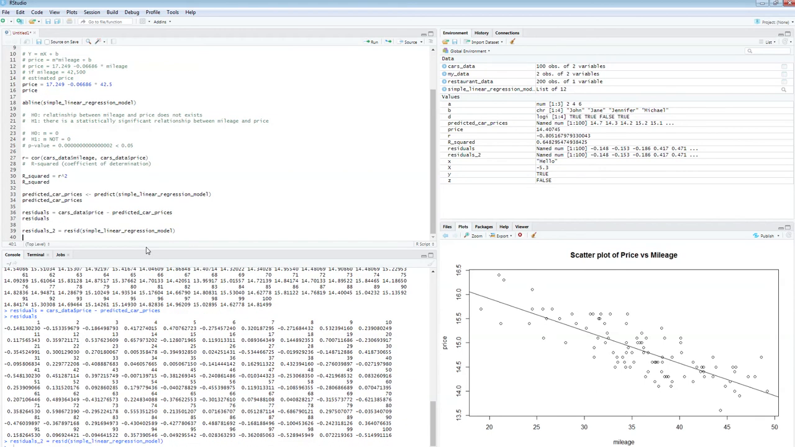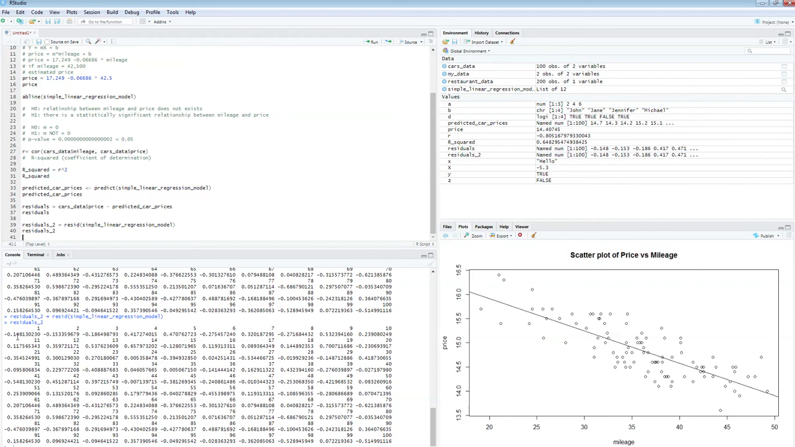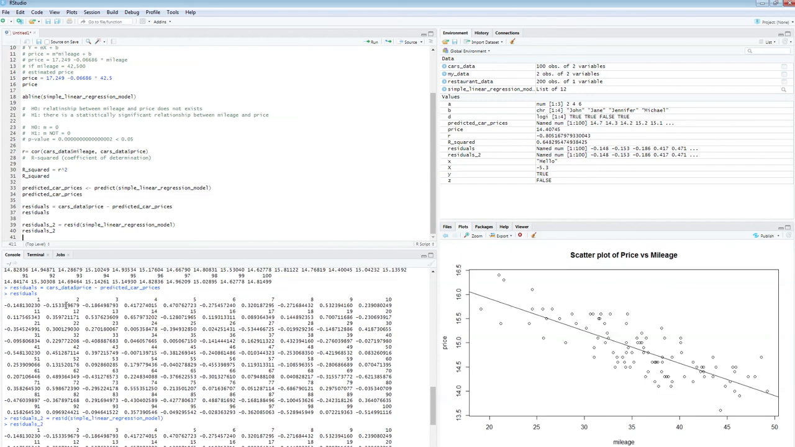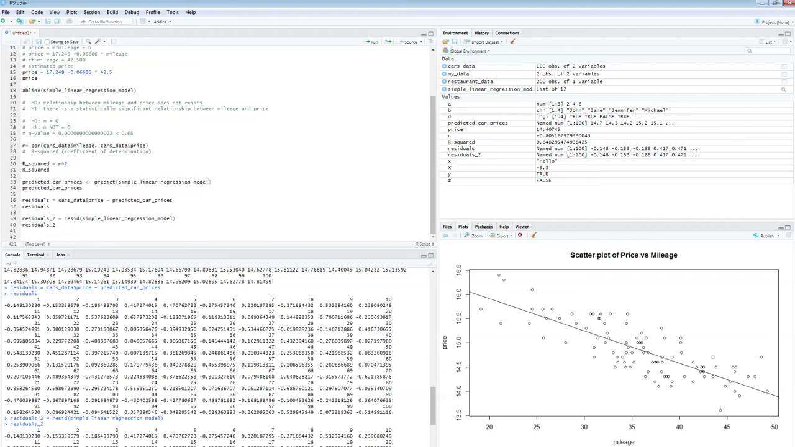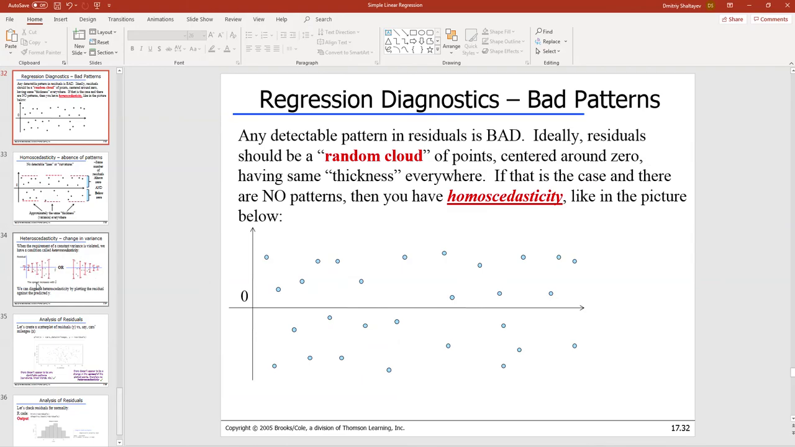Like this. Now I'm going to show residuals 2, and you will see that the values are exactly the same. First one minus 148 and minus 153, so we get the idea. But either way is fine, right? Either use the built-in function provided by R, or calculate the predicted prices and subtract them from the actual prices. Either way gives you the same exact thing. Okay, so how do we perform diagnostics of the residuals? Here are a few conditions.